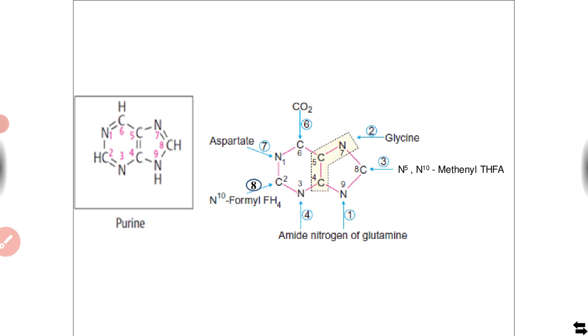The imidazole ring is synthesized first, starting from N9, which is attached to ribose 5-phosphate, followed by C4, C5, N7 and C8. And next, the pyrimidine ring is synthesized. It starts from N3 and the synthesis happens in the anti-clockwise direction. So next it is C6, N1 and C2. Finally, the ring closure. Okay.